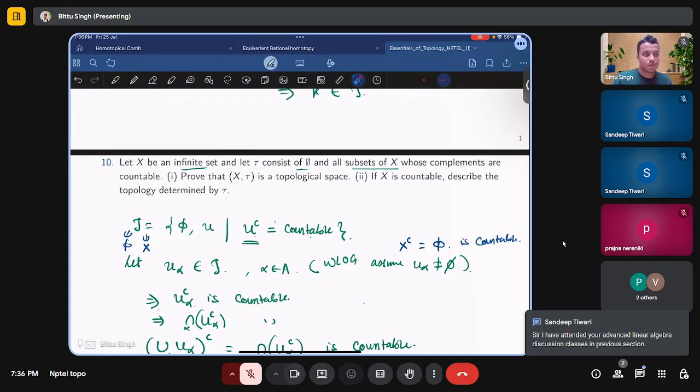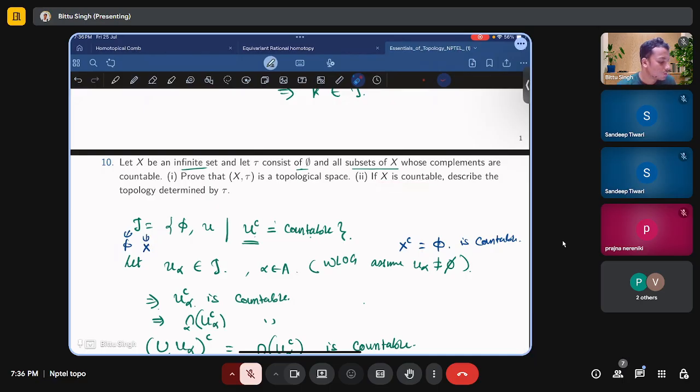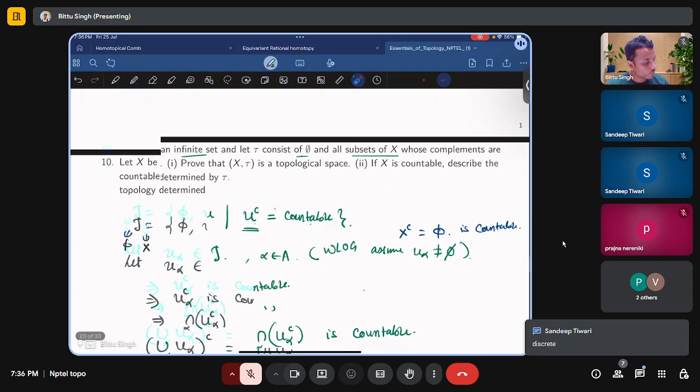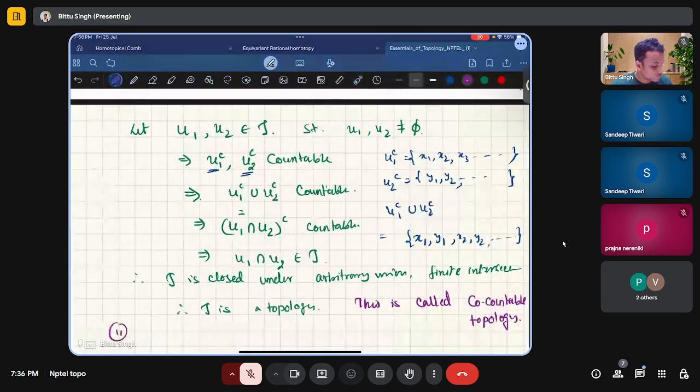Yes, yes, Sandeep. You previously attended this. Nice. So, can you guess what if x is countable? Exactly, exactly. You are right.